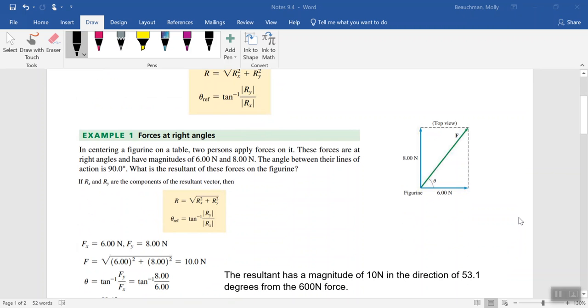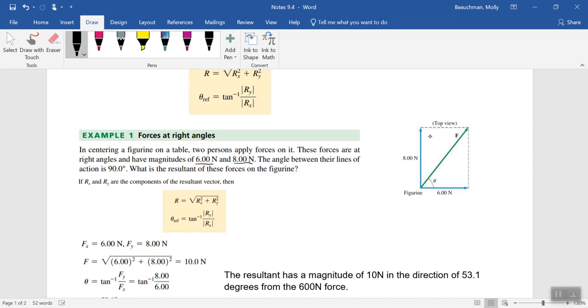In centering a figurine on a table, two persons apply forces on it. These forces are at right angles and have magnitudes of 6 newtons and 8 newtons. The angle between their lines of action is 90 degrees. What is the resultant of these forces on the figurine?